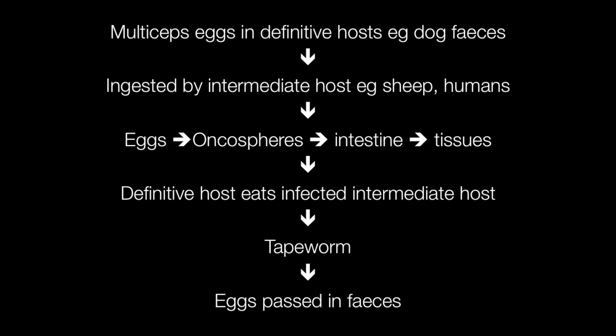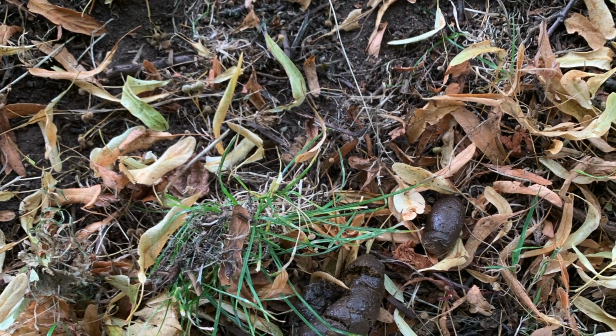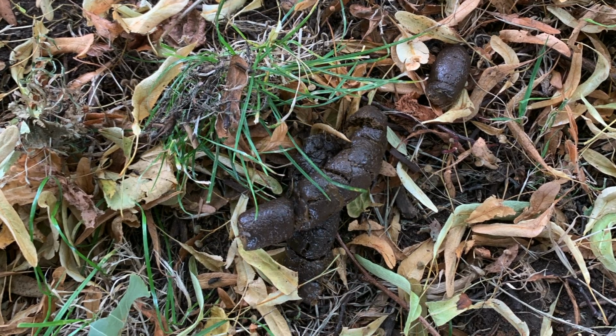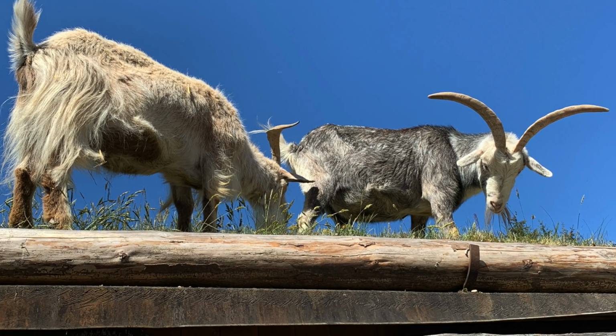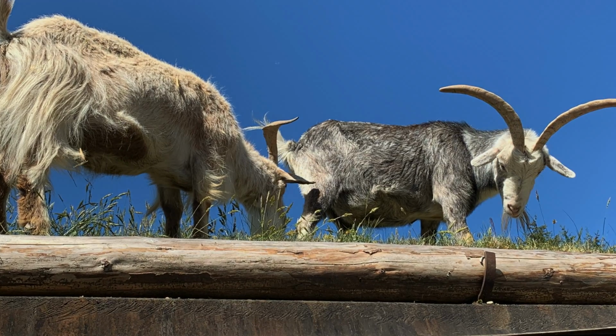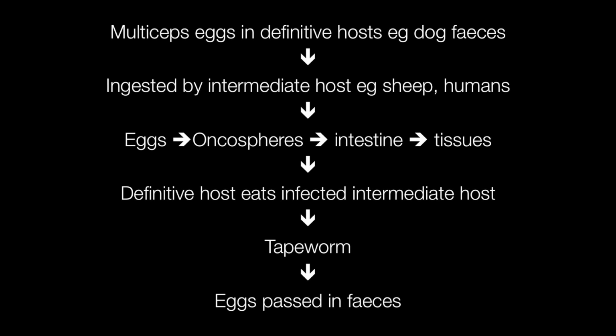This is a brief overview of the life cycle of multiceps. Multiceps eggs are found in the feces of the definitive hosts, such as dog feces. This is ingested by the intermediate hosts, particularly grazing animals including sheep and goats. But humans are, of course, also intermediate hosts if they ingest the eggs. Once ingested, the eggs form oncospheres. These pass through the intestine into the tissues, resulting in a gradually enlarging mass.